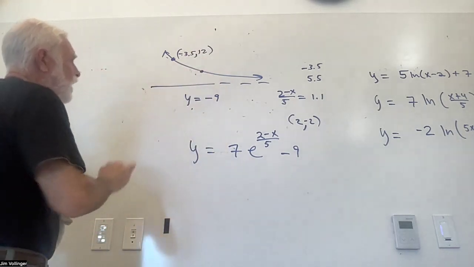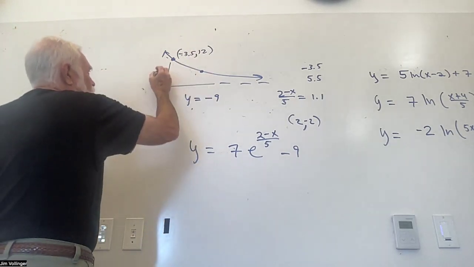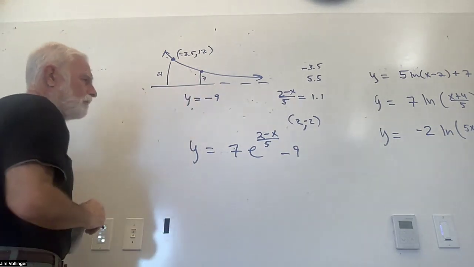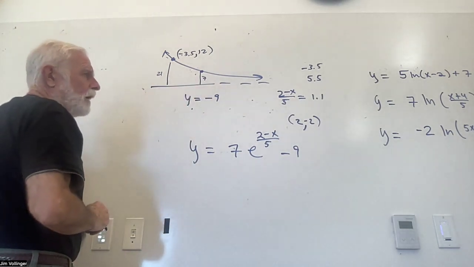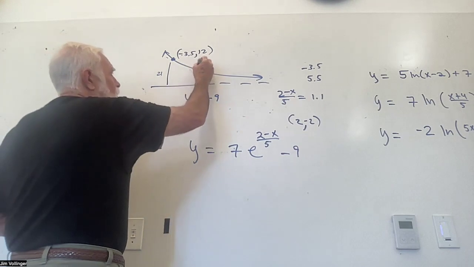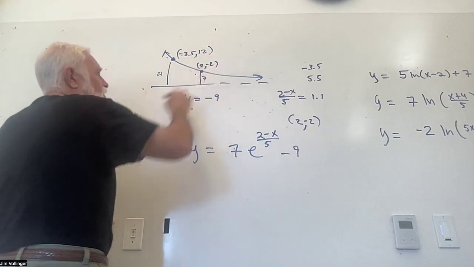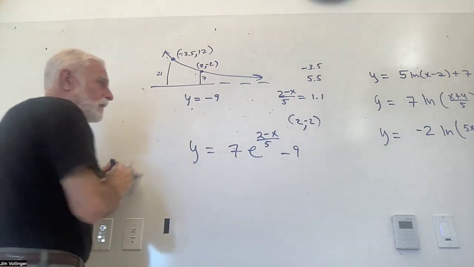Okay, and so minus 9 to 12 is 21 units of change. This should be 7 units because I'm getting that 3-to-1. All right, and I said 2 gets me negative 2. And how far is it from negative 9 to negative 2? 7. Okay, so that looks good.